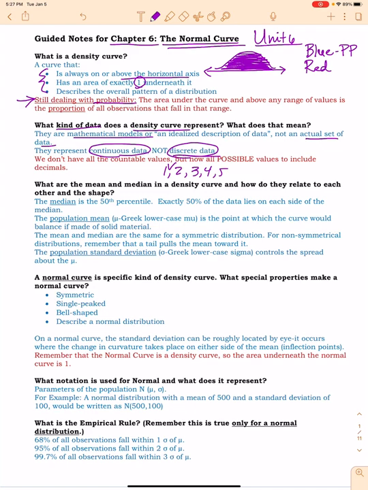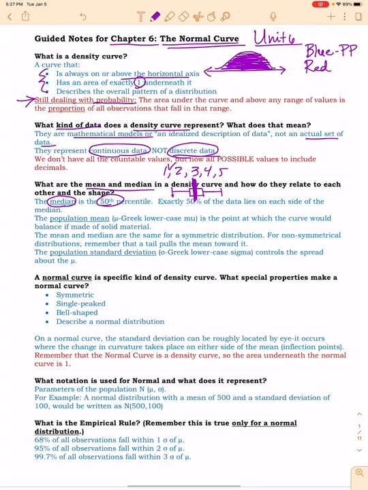All right, so when we're talking about the normal curve, we need to discuss the center, the mean, and the median, and how they relate to one another. So when we think back to what the median is, if you'll recall from Unit 1, we talked about illustrating this using a box plot. All right, and remember we talked about the fact that the median is your 50th percentile right here.